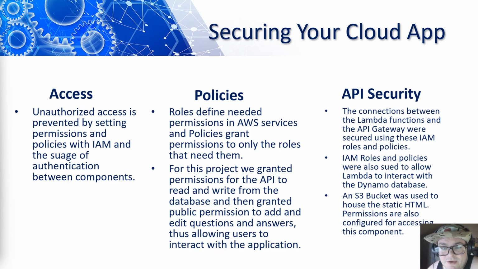In terms of security, connections between the Lambda functions and the API gateway were secured using these IAM roles and policies. IAM roles and policies were also used to allow Lambda to interact with the Dynamo database. And then further, we had an S3 bucket, which was used to house static HTML, but permissions are also configured for accessing that component. So each individual piece is secured and authenticated on its own.